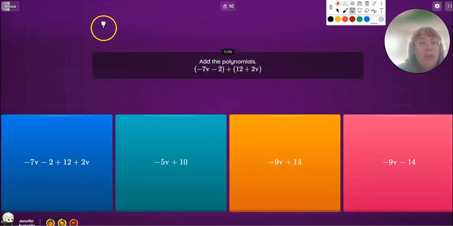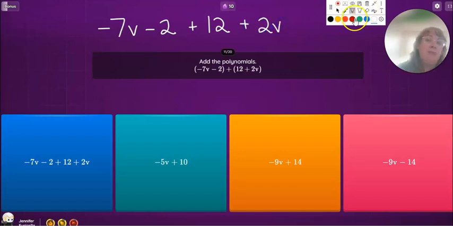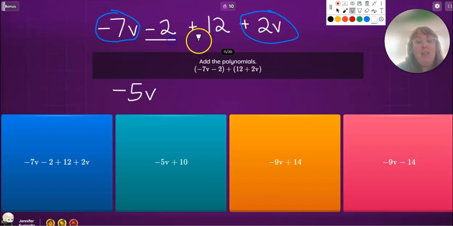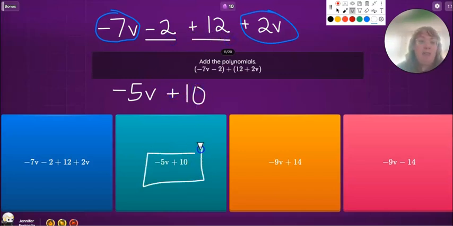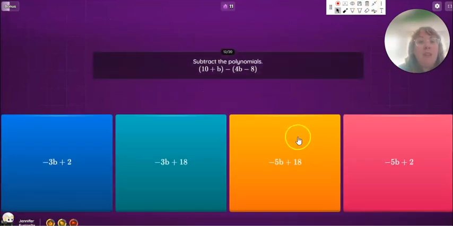Add the polynomials. So we have a -7v minus 2 plus 12 plus 2v. So -7v plus 2v is going to get us a -5v. And -2 plus 12 is a positive 10. So we have -5v plus 10. Combine those like terms. There we go.